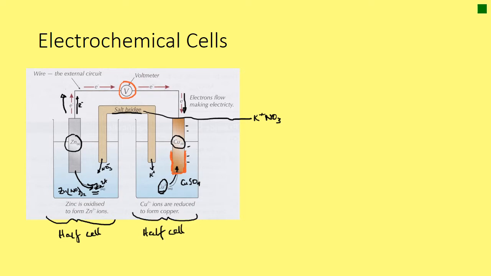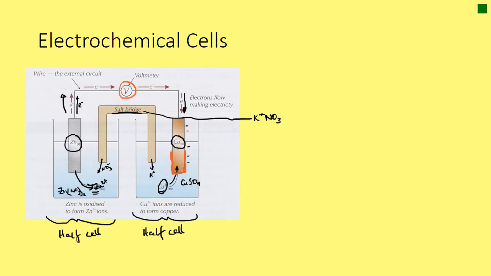So let's have a look in a bit more detail at making an electrochemical cell and the chemistry that goes on in the electrochemical cell. The chemistry is all about redox equations. That's why this lesson follows the one on redox equations. And so you're going to have both an oxidation reaction and a reduction reaction that's going to happen, and they're going to allow electrons to flow and make electricity.